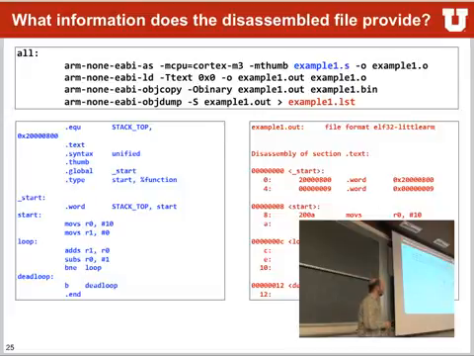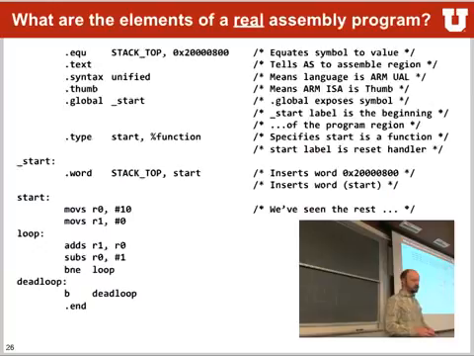All right. So what are the elements of a real assembly code? We looked at that before, and here it's just spelled out. The first one equates the stack top symbol to this memory location. This is kind of like a constant variable that you can set in your assembly code. The next one tells the assembler that this is the text section that we want to write. We will talk about sections in a few slides. We want to use the unified syntax.